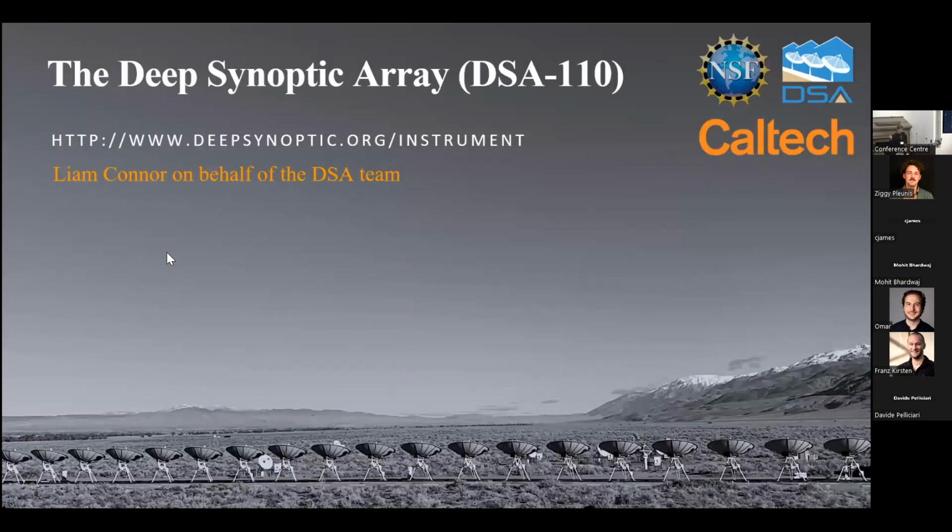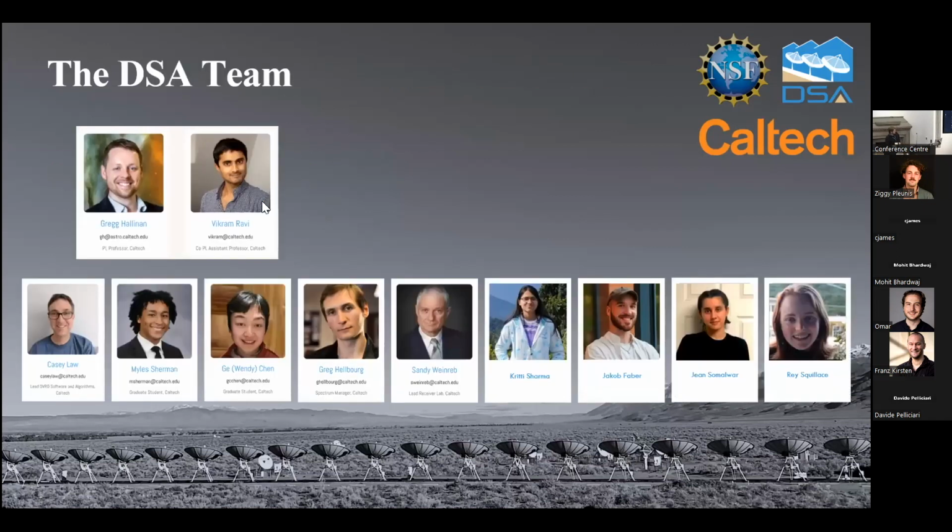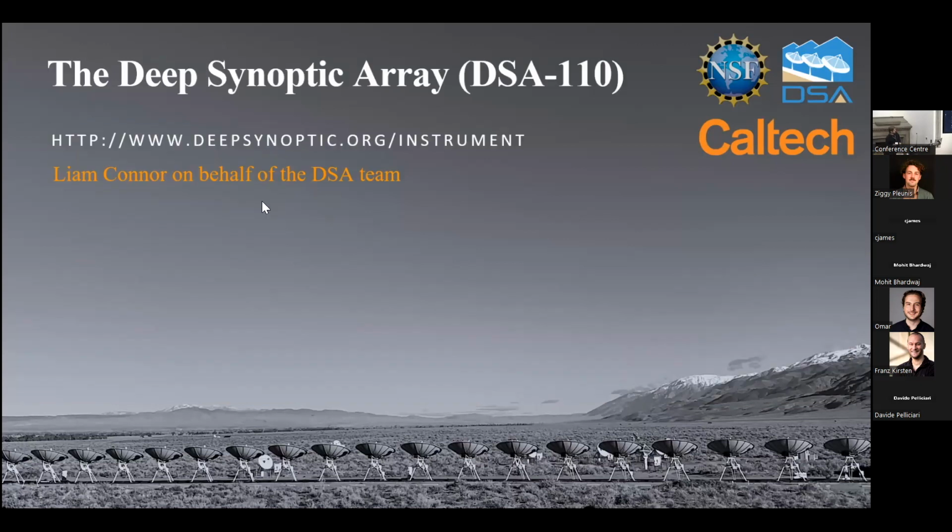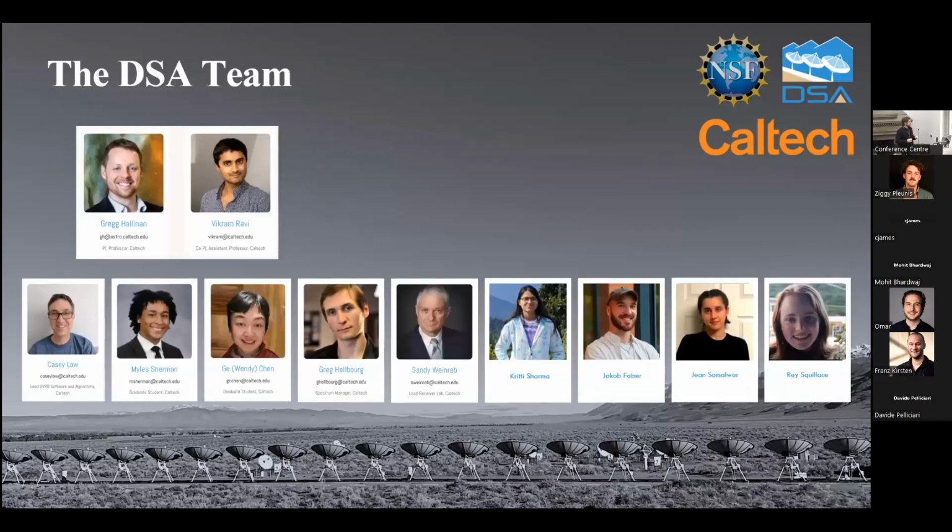Should I be changing slides with this? Okay, great. Yeah, so I'm going to give an update and an overview of the DSA 110. So first, let me introduce the interferometer, describe the FRB search that we're running on it, and then I'll step through some of the early science results that we've had in the past 6 months or so. I'm giving this talk on behalf of the DSA 110 team.